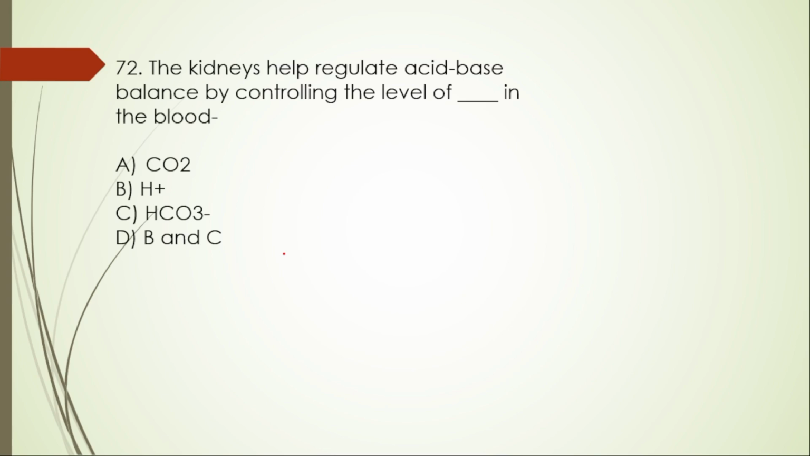Okay. Next, 72nd question. The kidneys help regulate acid base balance by controlling the level of dash in the blood. First one, A. CO2, B. H plus, C. HCO3, and then D. B and then C. Here the right option is option D.